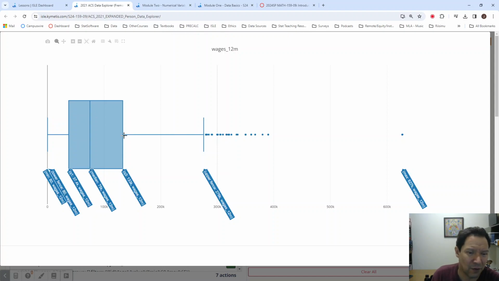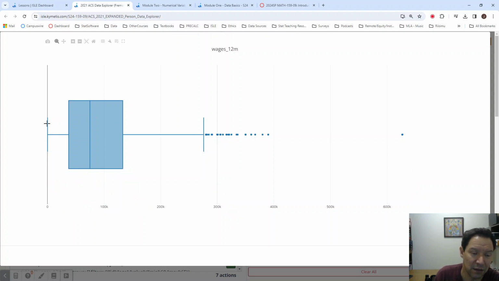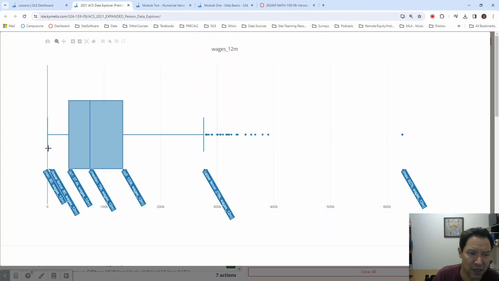So there are little different formulas. Every computer does it differently. And you say, well, why is the left side not as long as the right side? Well, the left side can't go any further because it's going to hit 0. We're not reporting negative wages. That means you paid someone to go to work. That doesn't happen, I don't think, too often.